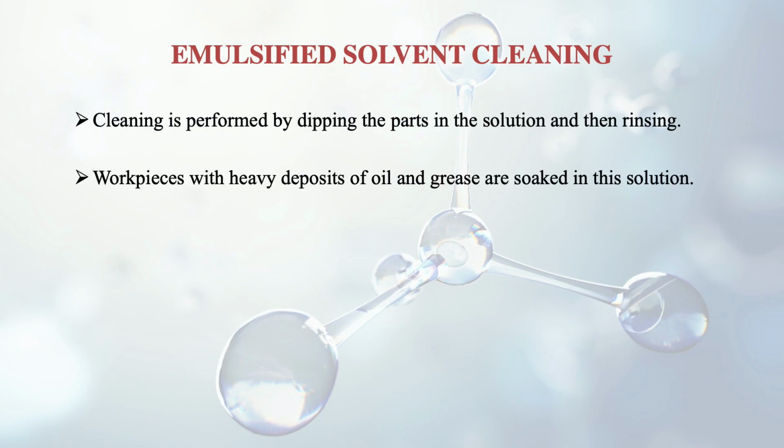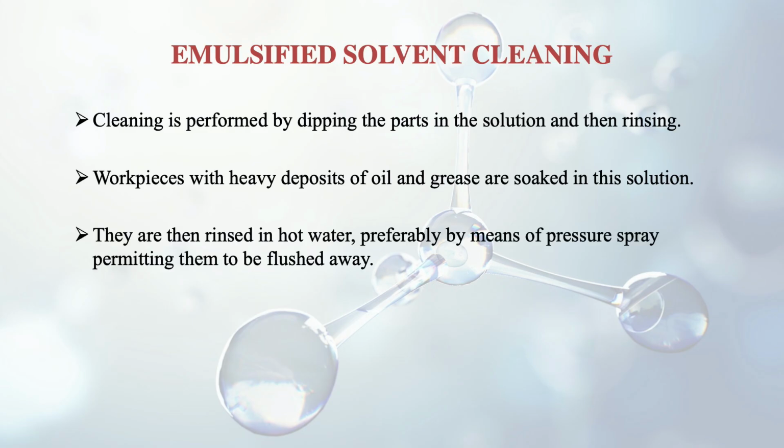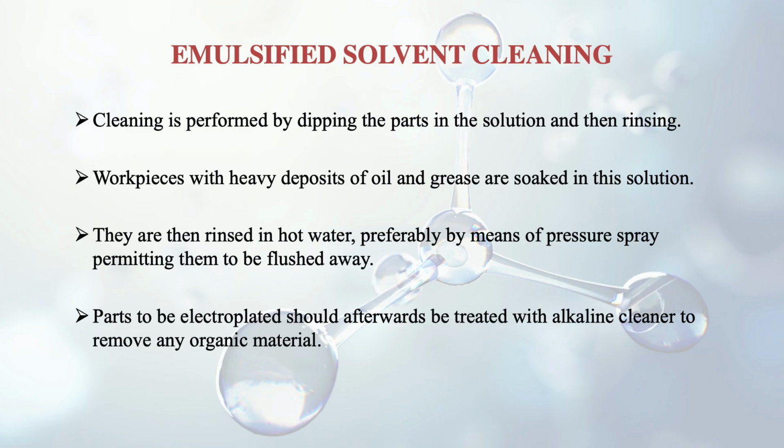Workpieces with heavy deposits of oil and grease are soaked in this solution, and they are then rinsed in hot water, preferably by means of pressure spray, permitting them to be flushed away. So all impurities are flushed away when hot water is sprayed on them. And parts to be electroplated should afterwards be treated with alkaline cleaner to remove any organic material. So after doing this process, we can go for alkaline cleaning also, in case of electroplating, because some organic material can be removed by that process.